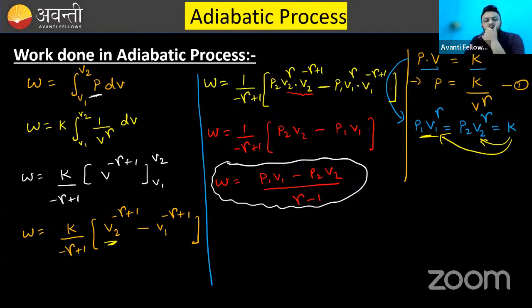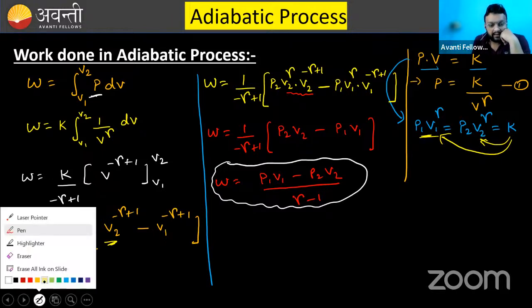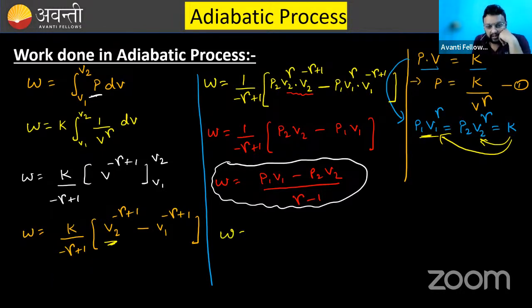Now again, you also know from the ideal gas equation that PV is equal to nRT. So this work done can also be written as P1 V1 is nRT1 minus nRT2 divided by gamma minus 1.